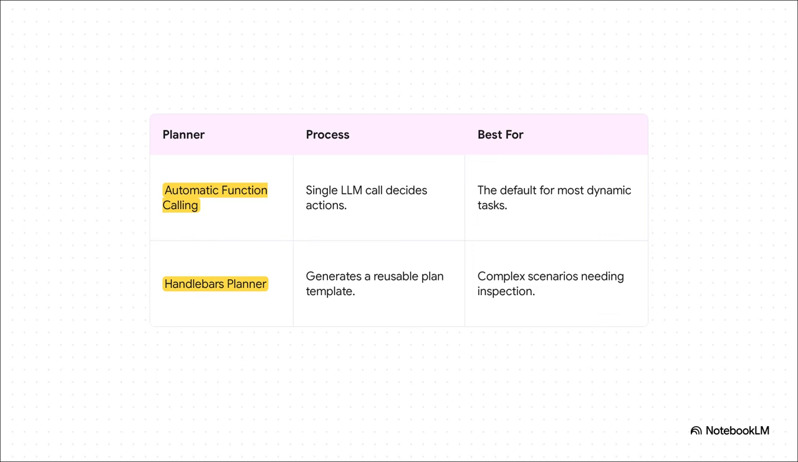But Semantic Kernel is cool because it gives you options. There's another one called the Handlebars Planner. Instead of just doing the task, it first creates a reusable template of the plan. And why is that useful? Well, it's great for really complex jobs where you might want to check the AI's work, maybe tweak the plan a bit, or even save that plan to use it again and again without having to ask the AI to think it all through every single time. It can save a lot of time and money.